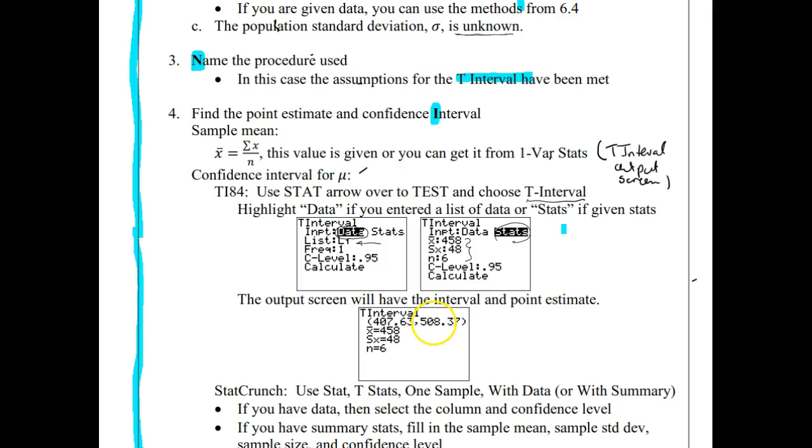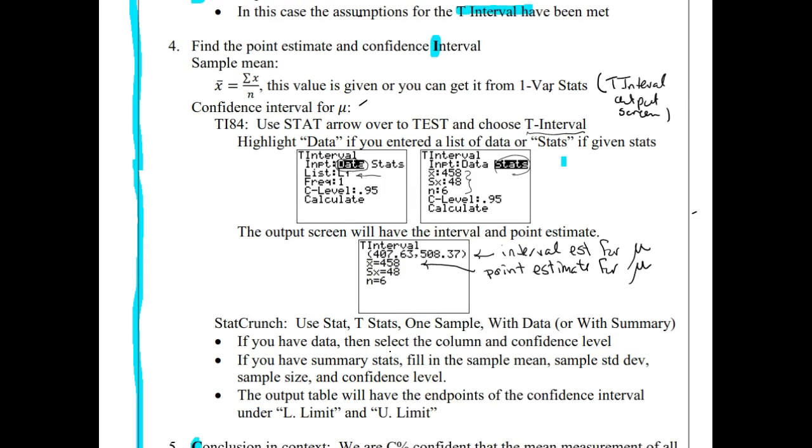The output screen, no matter which input screen we start with, gives us an interval. The first one is our interval estimate for mu. And then it gives us the value of x bar, which is our point estimate for mu. And it gives us some of our other summary stat information here with the value of s and n as well from the sample data.